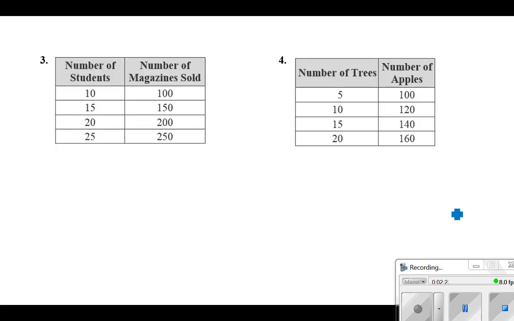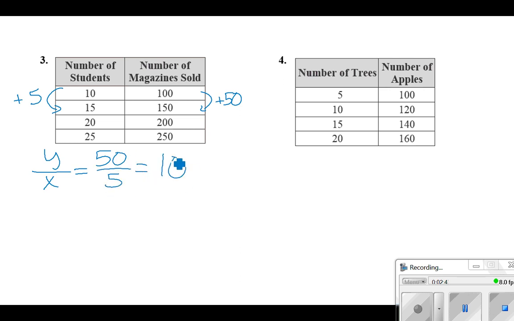Question 3. We're comparing the number of students and the number of magazines sold. I'm going to choose to go this direction. So we're doing plus 50, plus 5, y over x. 50 over 5 equals 10. So we have magazines and students. So 10 magazines per student.